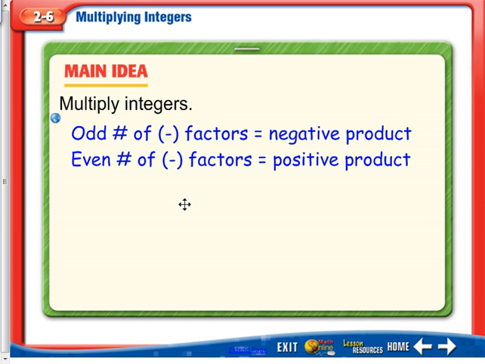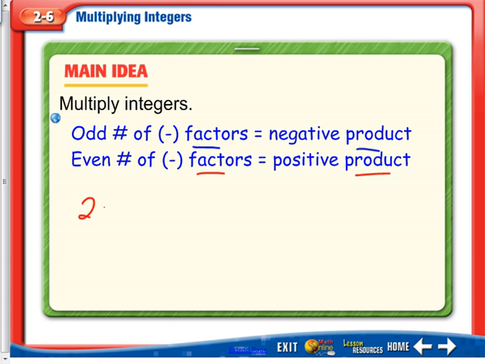For lesson 2-6, we're going to learn how to multiply integers. So, if there are an odd number of negative factors, we'll have a negative product. If there are an even number of negative factors, we're going to have a positive product. Okay, so some key words here are the words factors and product, of course. I could change color here to highlight those words a little bit more.